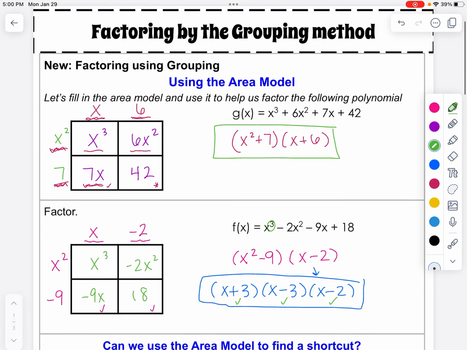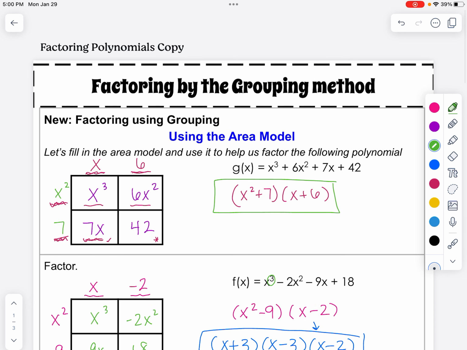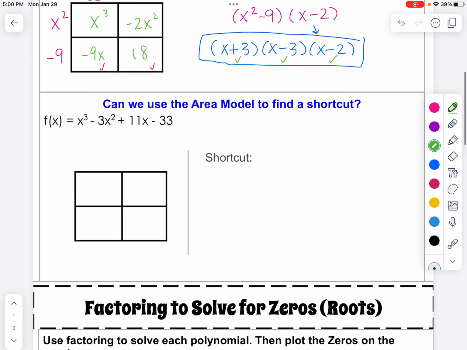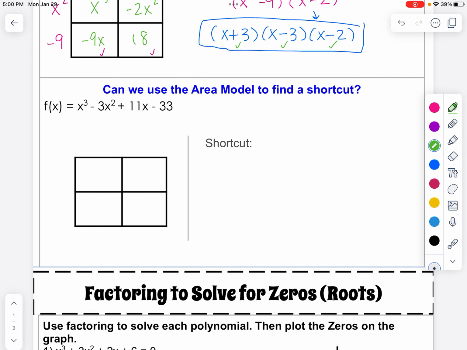Now, in the previous problem we did, you might think that there's only 2 factors, but this one is x squared. So technically that counts for 2. So we have 1, 2, 3, which matches the degree of 3. Now, let's see if we could find a shortcut. Maybe you don't want to draw out the area model every time.